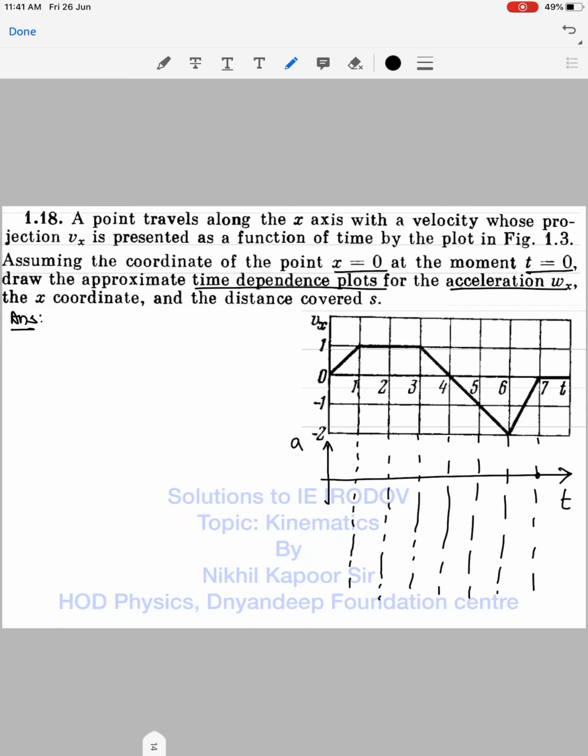So initially you will see that from 0 to 1 second the velocity increases uniformly, so it is having acceleration. And how much is this acceleration? Acceleration is nothing but the slope of the graph. So if I take the slope, 1 upon 1, acceleration is 1 in the same unit as in velocity, meter per second square. Then for 1 second to 3 second, it is in uniform motion.